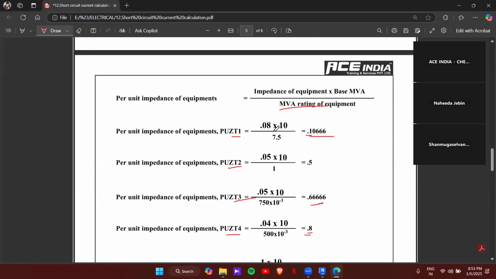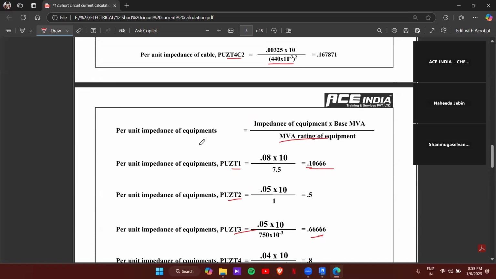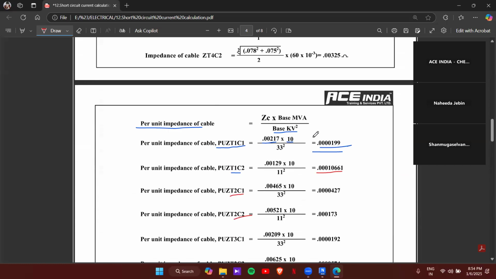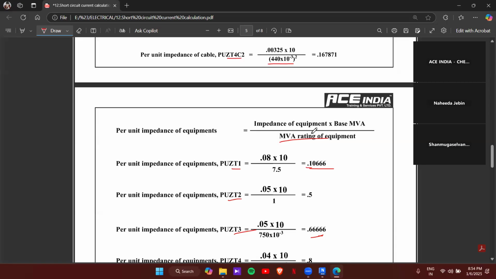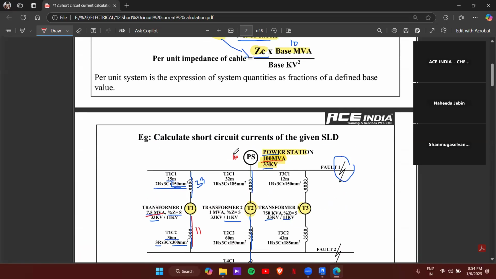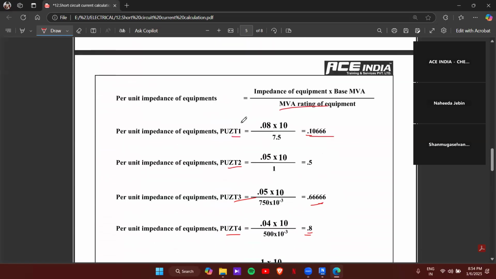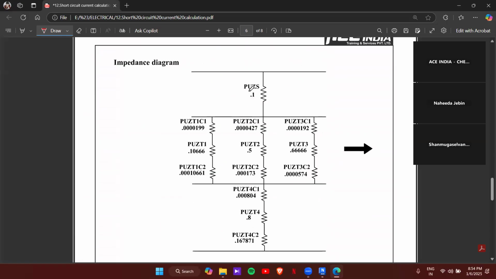So now we have got all the values we require. We have the per unit impedance of the cables and the per unit impedance of the equipment as well. Once we have this, we can simplify our diagram. We can find the per unit impedance of each cable and each piece of equipment, and simplify by drawing an impedance diagram.